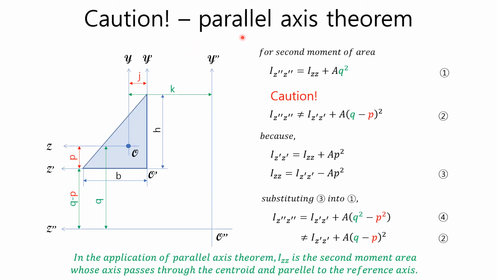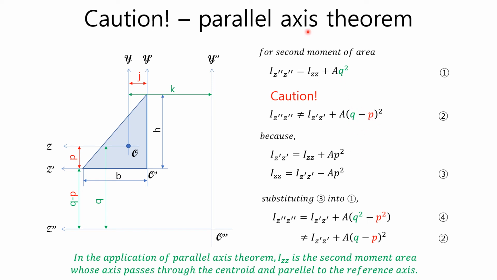You should be careful when you apply the parallel axis theorem. We have three coordinate systems. The yz coordinate passes through the centroid. The yz prime and yz double prime are away from the centroid. The second moment of area with respect to z double prime can be expressed as equation 1. You cannot use Iz prime instead of Iz, and the distance p minus q instead of q.